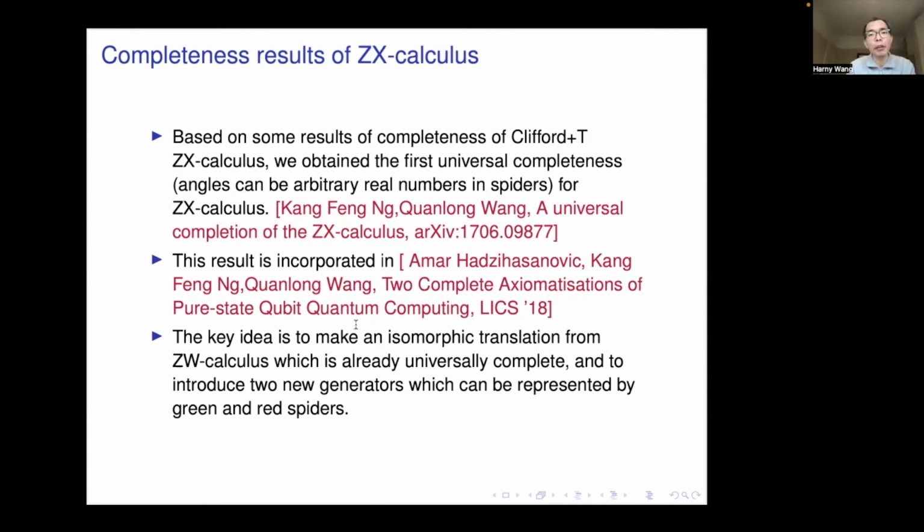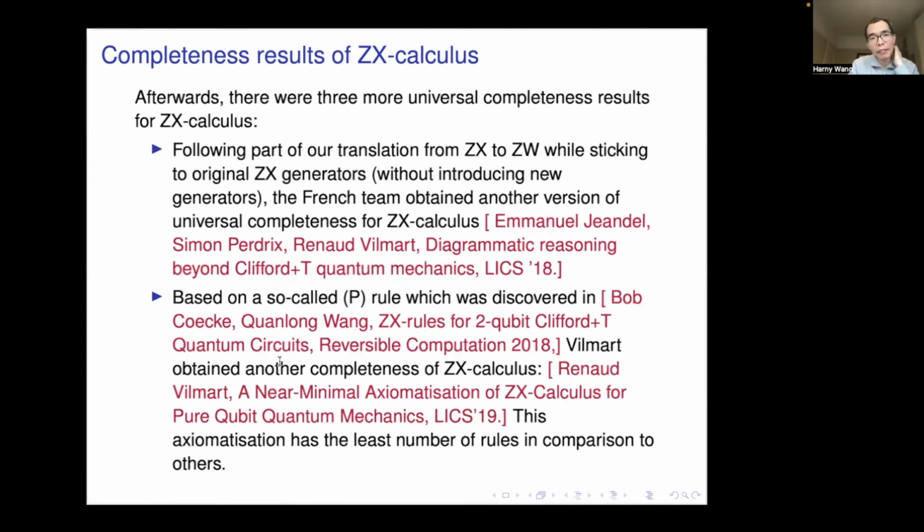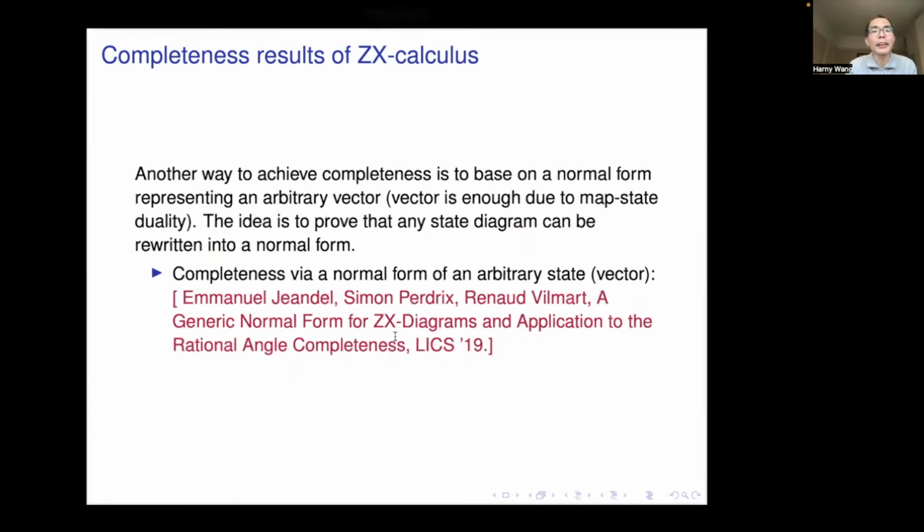The idea is basically borrowed from another related graphical calculus, which is called ZW calculus. After that, people tried to improve the proof. They use different proofs to improve the techniques, but the result is already there. So that's basically the brief history of the completeness results of ZX calculus.